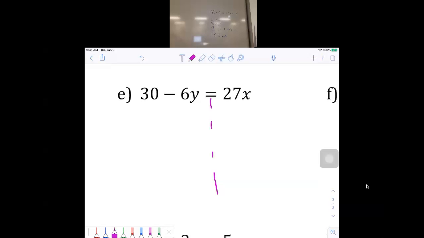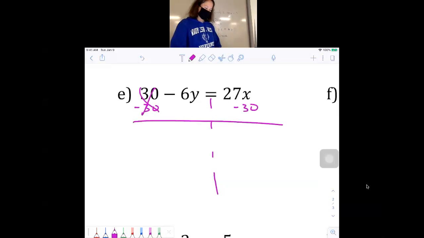This is 30. Oh, 6, yeah. Okay, what do I do first? Subtract 30 from both sides. Perfect. When I subtract those, they go away on the left. I have negative 6y remaining. What do I have left then on the right side?